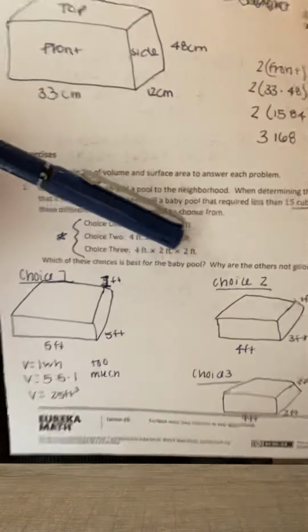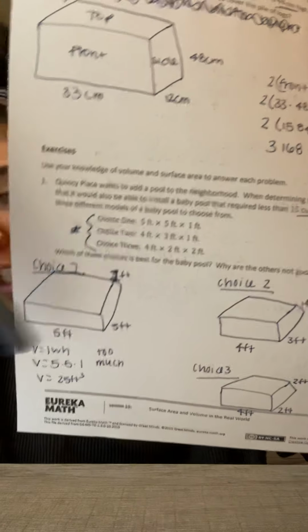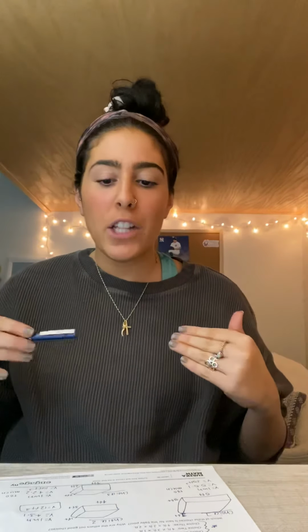And it says that right there. It gave me all the dimensions, choice 1, 2, and 3. So basically, Quincy Place, if they want to install a baby pool, then it requires less than 15 cubic feet of water. So this means that when we're looking at our answers, it can't be anything higher than 15 cubic feet of water. So what I did for this is I need to find the volume.